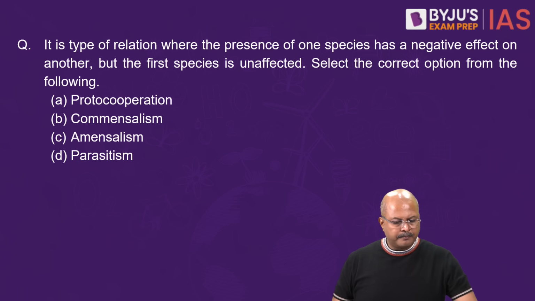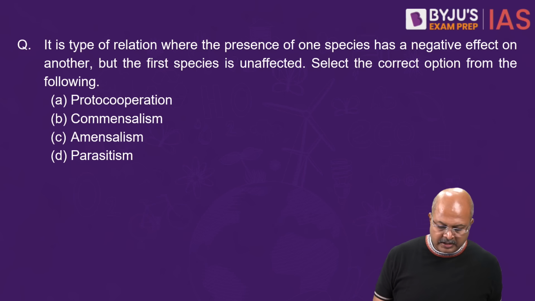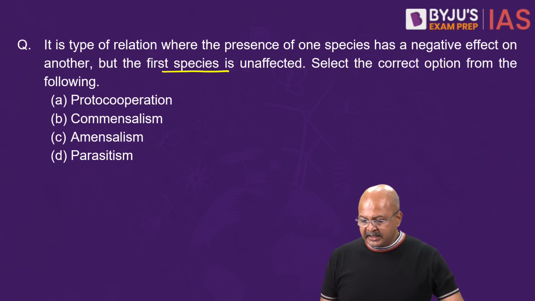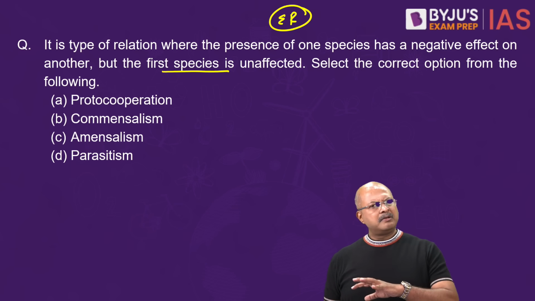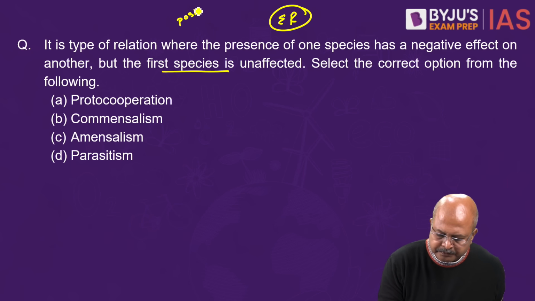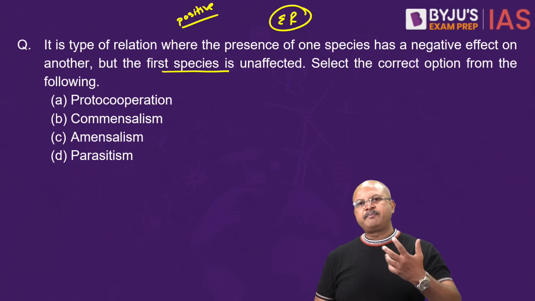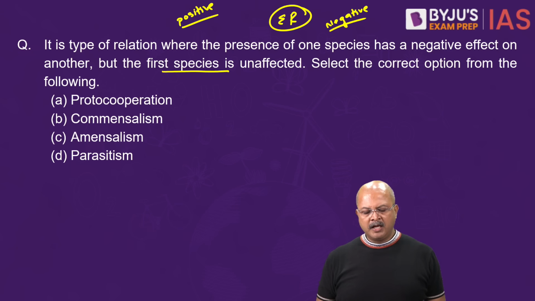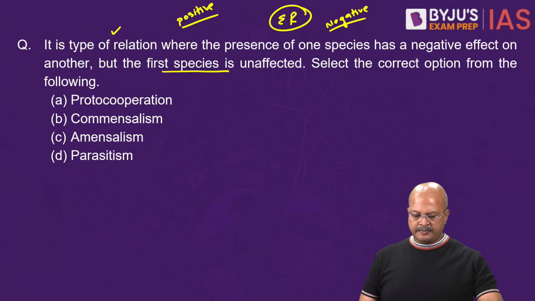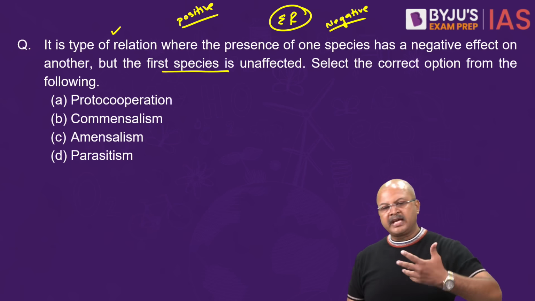Now moving down to the next question. It is a type of relation where the presence of one species has a negative effect on another, but the first species is unaffected. Select the correct option from the following. Now it talks about ecological relations between different species. These ecological relations can be positive or negative. Positive means which provides benefit to a single species or both species, or negative where one species is harmed. So it can be both types of ecological relations. Here the question demands where the presence of one species has a negative effect on another, but the first species is unaffected. So it is a type of negative relation.